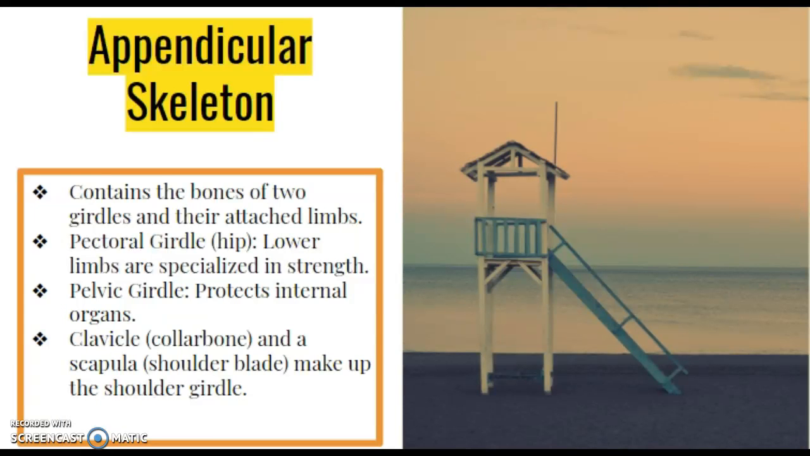The appendicular skeleton contains the bones of two girdles and their attached limbs. Pectoral girdle, which would be the hip. Lower limbs are specialized in strength. Pelvic girdle protects internal organs. Clavicle (collarbone) and scapula (shoulder blade) make up the shoulder girdle.